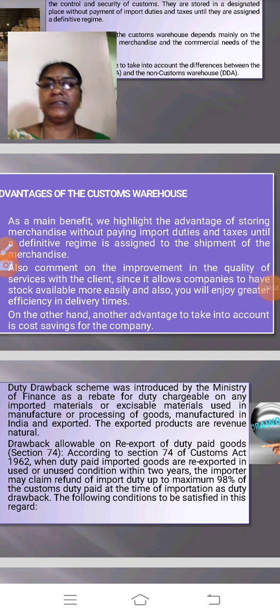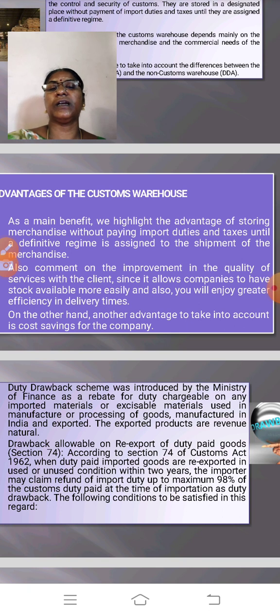Advantages of the customs warehouse: as a main benefit, we highlight the advantage of storing merchandise without paying import duties and tax until a definitive regime is assigned to the shipment of the merchandise. Also, there is an improvement in the quality of service to the client, since it allows companies to have stock available more easily, and you also enjoy greater efficiency in delivery times.